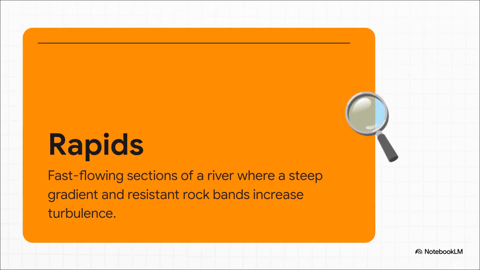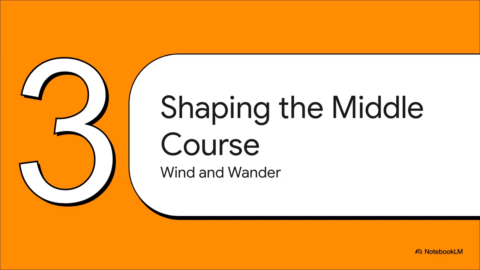The last feature we'll see up here in the upper course is rapids. You can kind of think of them as mini waterfalls turned on their side. They happen when the river flows over bumpy ground, with bands of hard rock that don't wear away as easily. These bumps in the riverbed make the water all choppy and turbulent and super fast. Okay, let's head downstream a bit and see what happens next.